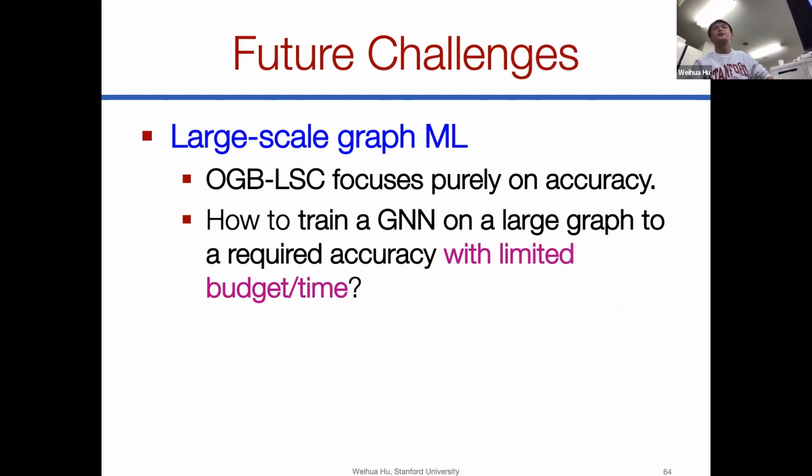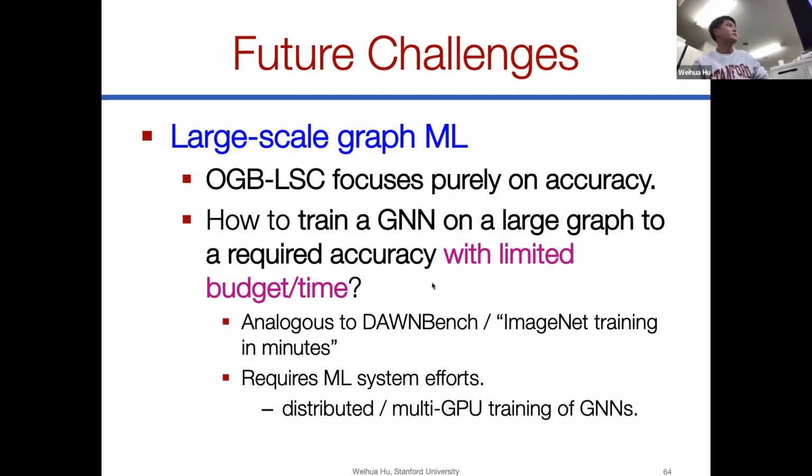I'm going to briefly talk about future challenges. I think the most exciting challenge is large-scale graph machine learning. So far, the OGB large-scale challenge focuses purely on accuracy. Having had these two competitions in a row, we've already seen a lot of methodological innovation, but what's missing is the effort from the systems side. We want to train large graphs to reach good accuracy with a limited budget. We don't want to train a model for a few days to get one result, but ideally we want to train large models within a few hours. I think that is a really exciting next challenge for us.